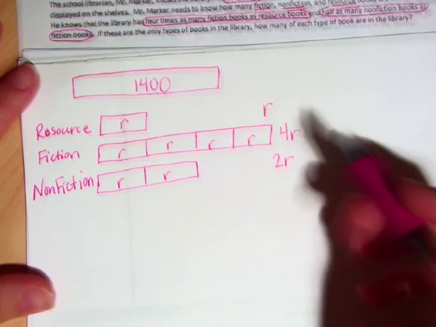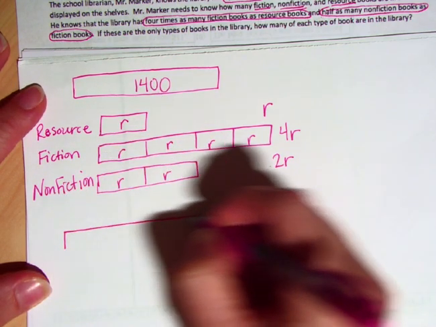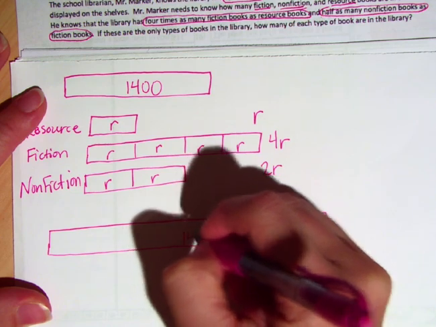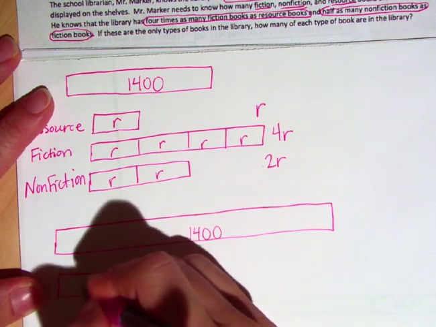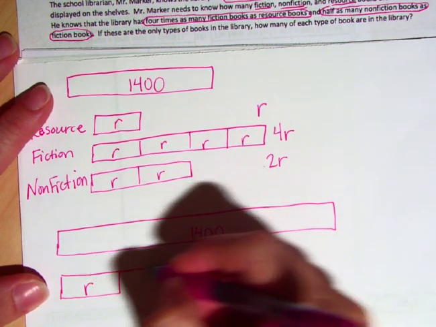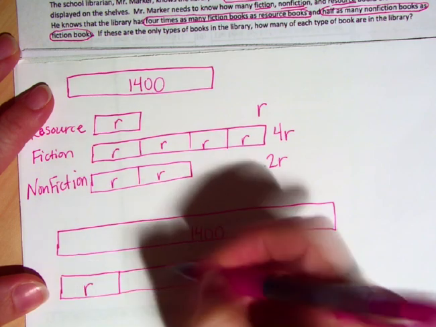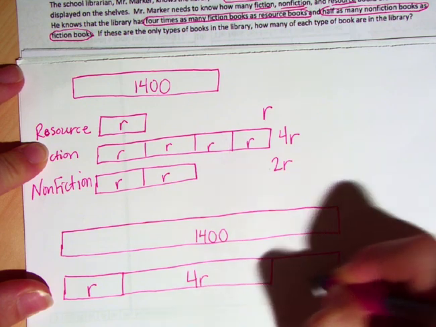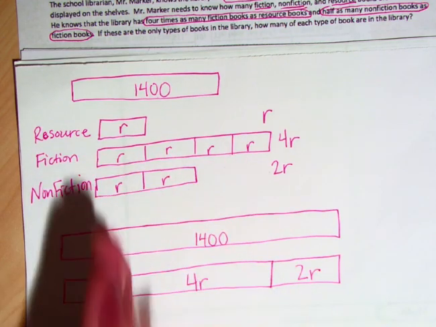Okay, I'm going to draw a representation. If we put all of these books together, they're going to equal this one. So I'm going to make this bigger. I'm going to show what this looks like. So here's my 1,400. Maybe that will be big enough. We'll make it work. Okay, 1,400 books. We have our resource books, R. We have 4R fiction books, and we have 2R nonfiction books. Okay, and we just took out those middle lines in between our 4 and our 2Rs.